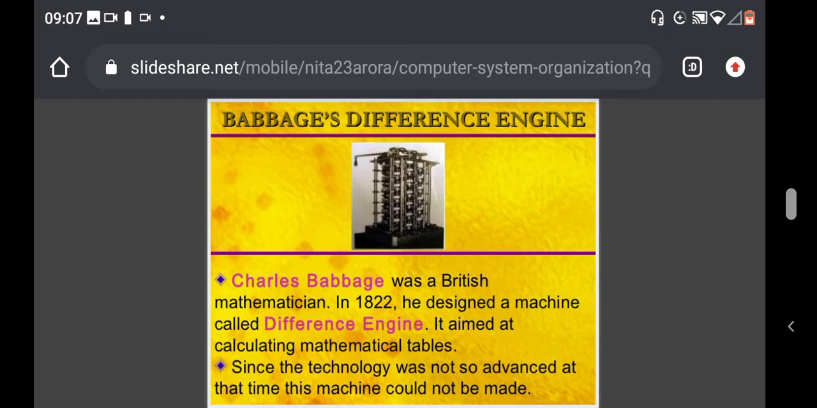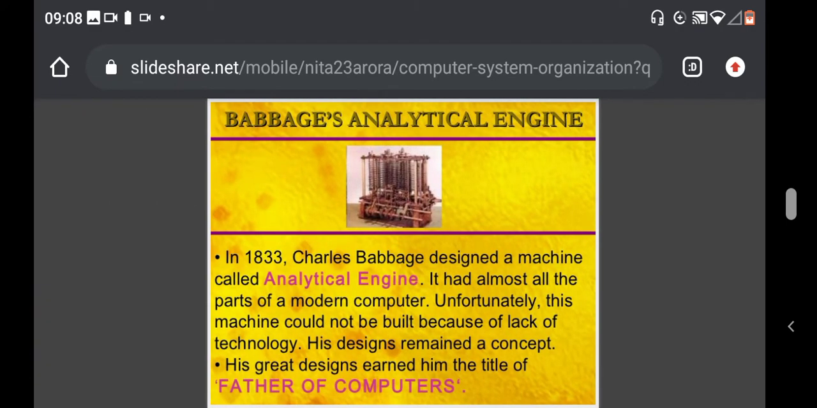So we have Babbage's difference engine. Charles Babbage was a British mathematician. In 1822, he designed a machine called the difference engine. It aimed at calculating mathematical tables. Since the technology was not advanced at the time, this machine could not be made. So it was not continued because of some technical issues with regards to this machine. But apparently, he was able to invent the second machine.